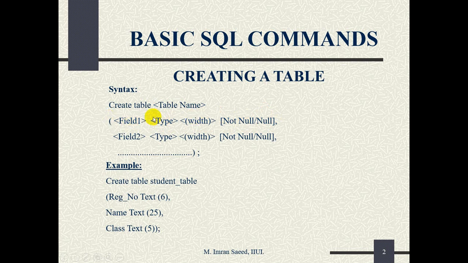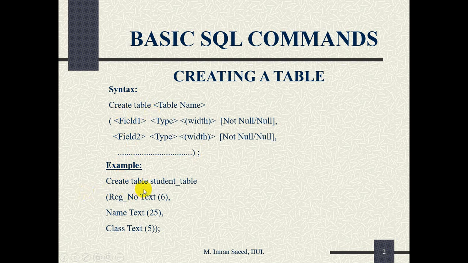So if you want it to have some value, that is a must value, then you will have to write down not null in front of this, then comma, then second field name, its type, its width, again you want to write down not null or null, then comma, and then all other fields, and then the closing bracket for this bracket, and then a semicolon. And here you have the example of this syntax, that is create table.